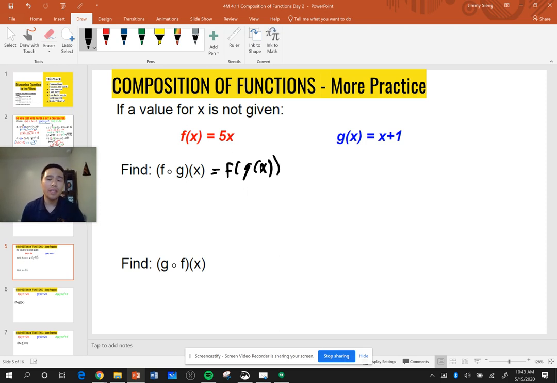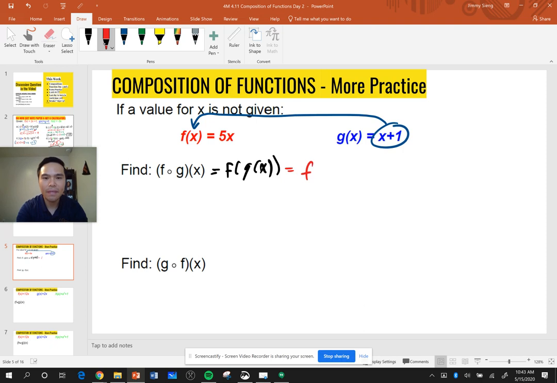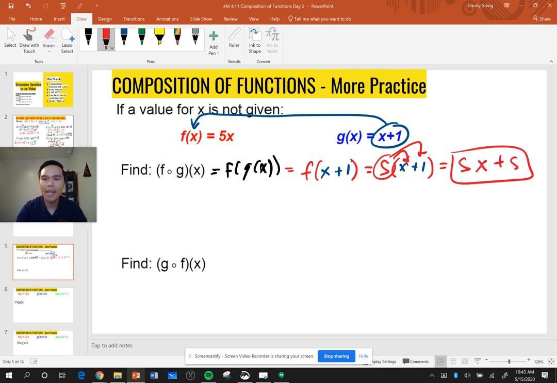And again, what I'm doing here is I'm taking the g of x, this x plus 1, and I'm throwing it into my x value, or replacing the x value. So at the end of the day, what this translates to is f of x plus 1, all right? Which just translates to 5 times x plus 1. Easy enough, right? This is just distributing now. So we have 5x plus 5 as my answer.